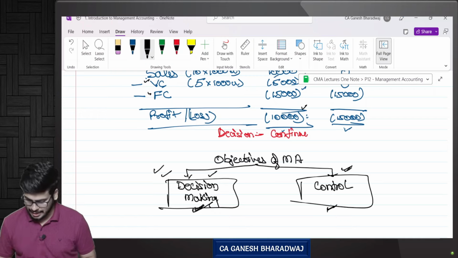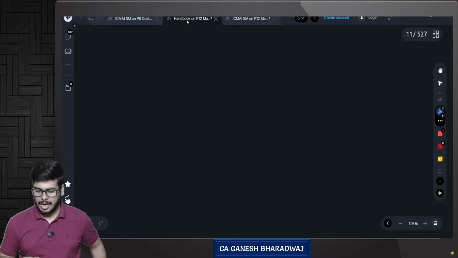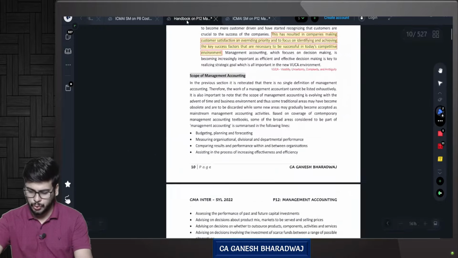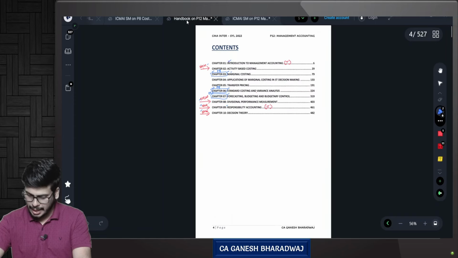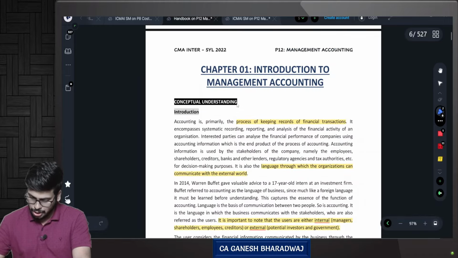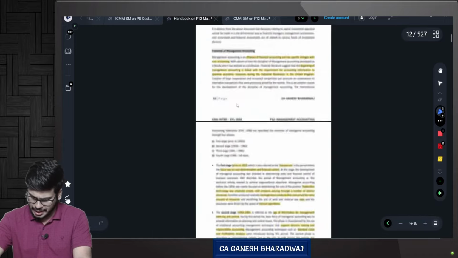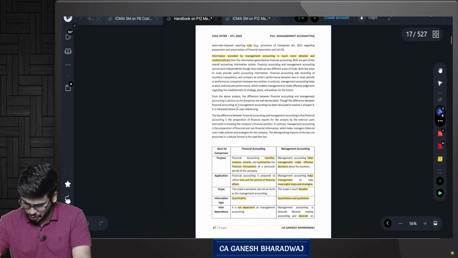Clear with this? Yes. So now let's get into it. Please take your handbook. I will quickly walk you through what has been mentioned here in our handbook, that is typically what is mentioned in our study material. So this is where the chapter begins, introduction to management accounting. Of course, I have highlighted a few points. That's okay, that is for classroom discussion, and I will explain that to you.